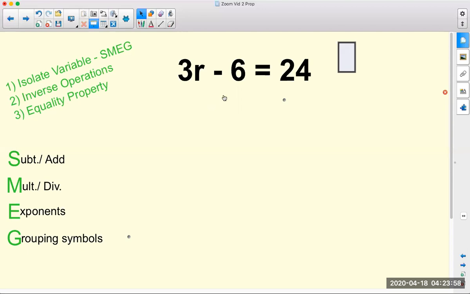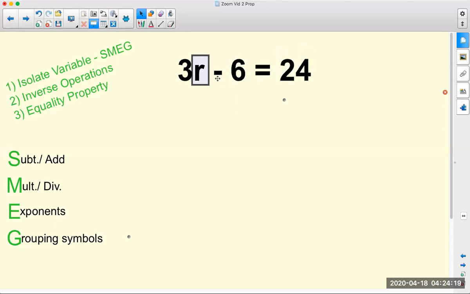3r minus 6 equals 24. Our job is to isolate r, or get r by itself, and figure out what it's really equal to. So we're going to use SMEG to help us out. So S means look for subtraction or addition. In our equation, we are subtracting.